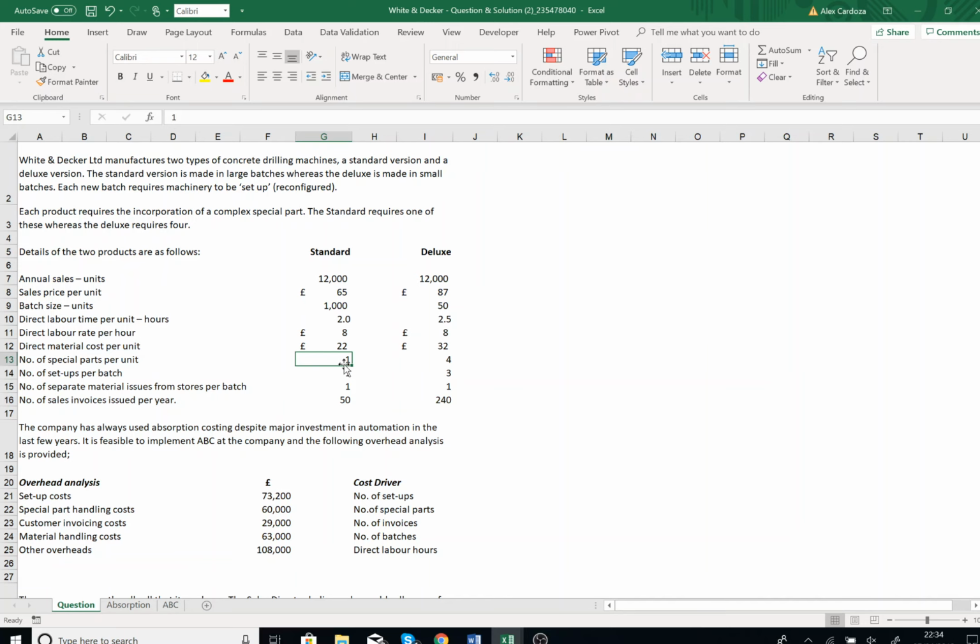Okay, so number of direct labor hours per unit: 2 hours, 2.5 hours. If it's 2 hours to create 1 unit of standard, and we're going to create 12,000, the total number of labor hours will be 2 times 12,000, which is 24,000. For deluxe, you'll have 12,000 times 2.5, which is 30,000.